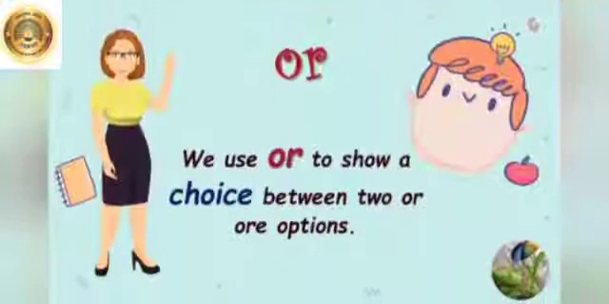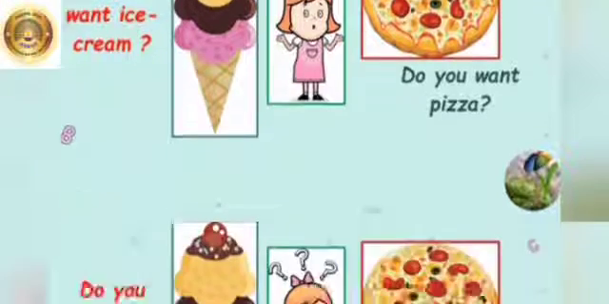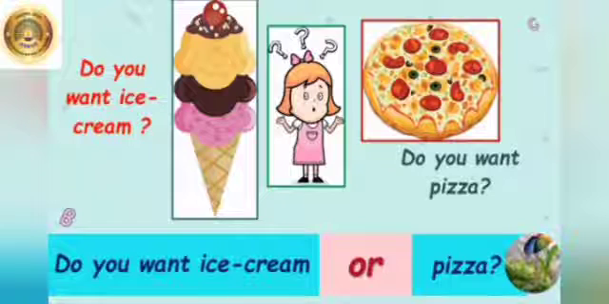Now we move on to the third conjunction, or. We use or to show a choice between two or more options. Here are some examples. Do you want ice cream? Do you want pizza? Here the choice is between ice cream and pizza. So, when we combine these two sentences, our answer would be: do you want ice cream or pizza?